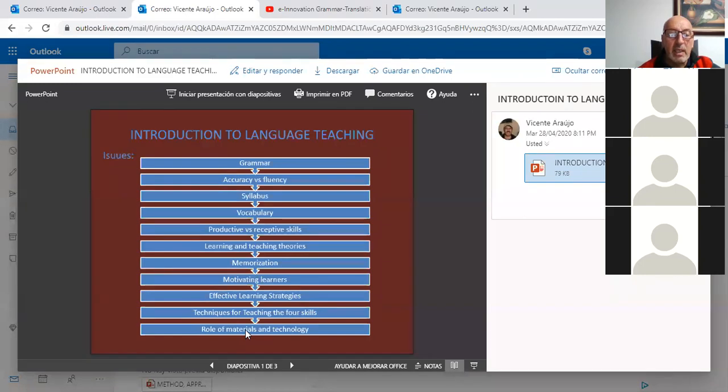Are materials more important than the teacher? Is technology more important than the teacher in your classroom? Can you combine materials, technology, and teacher, and also students? So there has been a wide discussion about this for 100 years. In the 20th century, all the 20th century.